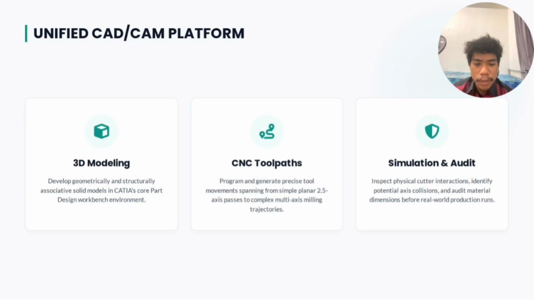First, for introduction, I would like to explain the unified CAD and CAM platform. CATIA combines design, manufacturing, and inspection into one integrated system. The first stage is 3D modeling, where we create the product model with accurate dimension and geometry. Next is CNC toolpath, where CATIA generates the machining path and cutting operation for the CNC machine. And finally, simulation and audit are carried out to verify the machining process, detect possible error, and ensure the product meets the required quality before actual production.